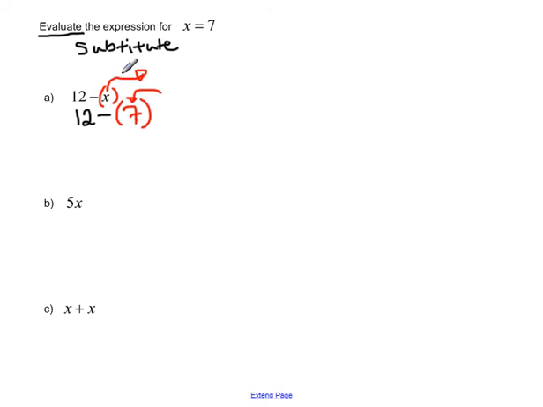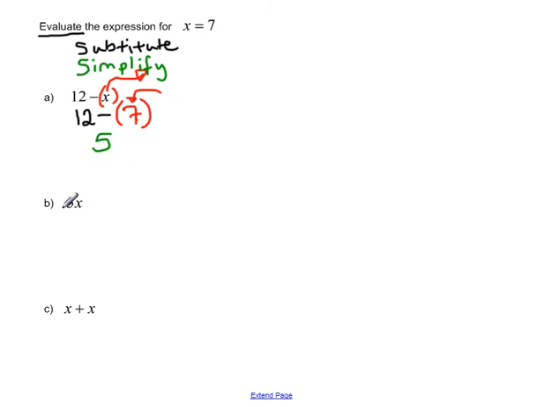So once we've done our substitute step, then we're going to do our calculation step, or what I'm going to call our simplify step. Okay. So once we substitute, then we're going to simplify. We're going to make this simpler. We're going to say, well, what is 12 minus 7? Well, we know that 12 minus 7 is 5. So there we've evaluated this expression for x equals 7.